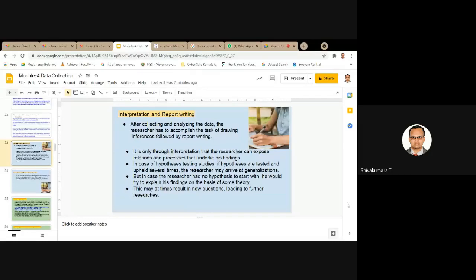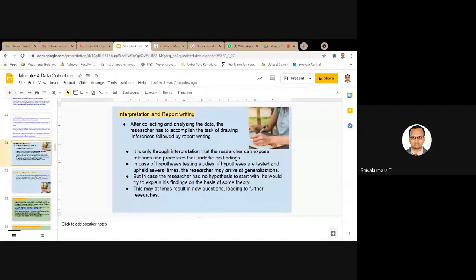So any questions with respect to the previous session? Case study method? Clear, right? When you need to choose the case study methods, when you go with the qualitative analysis of research, right?